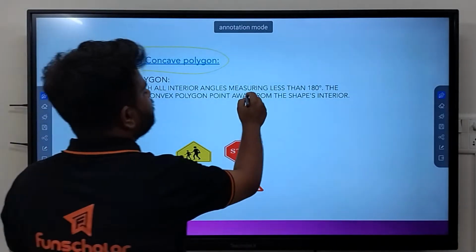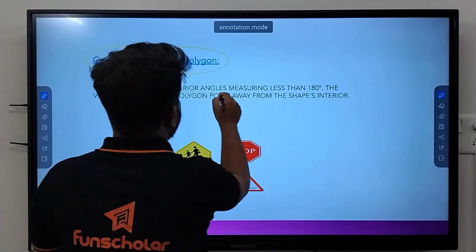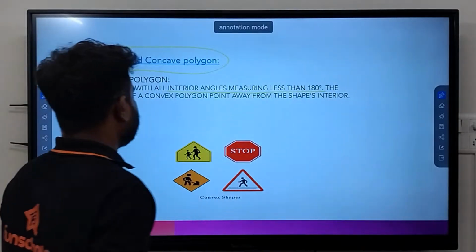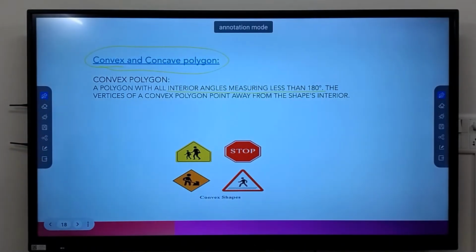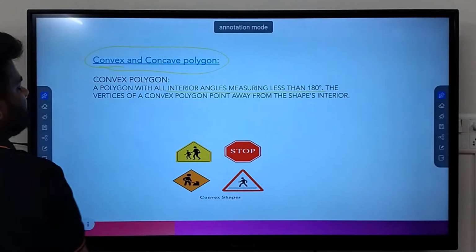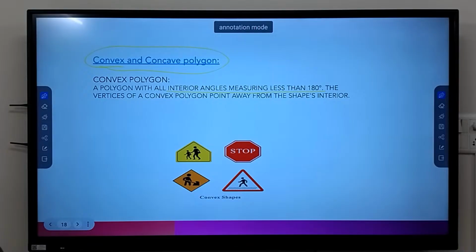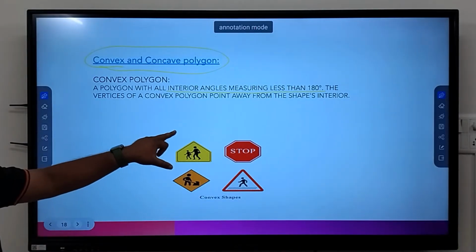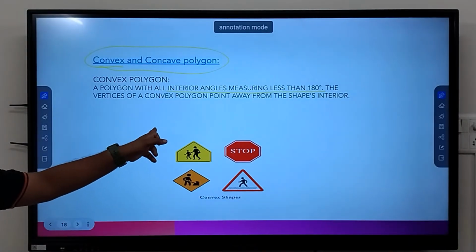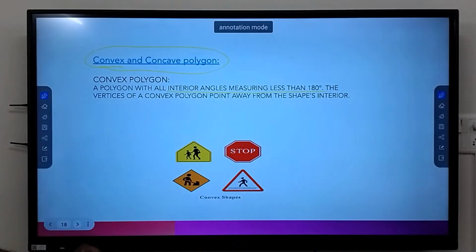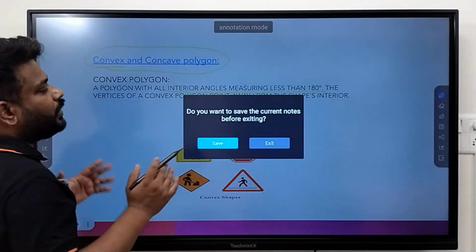The only thing to remember is that the interior angles measure less than 180. Okay, so like this one, 1 2 3 4 5, it is a pentagon, and for us these shapes have the interior angle property of 180 degrees or less. So that's why they will be termed convex polygons. Okay, 180 or less than 180.